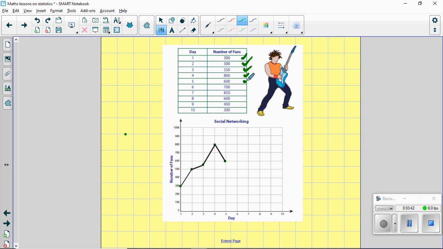Day 5 done. Day 6. Oh, he's got up to 700. Bit of an improvement there. Well done, Mr. Fox. He's getting his fans back on social media. And let's keep going. You can see what you need to do, but I'm going to keep going because I'm enjoying it. Day 7, 850. So 800 there. Halfway between 800 and 900 is there. Getting very popular now, Mr. Fox. 850. Again, I'm using a pencil and a ruler.